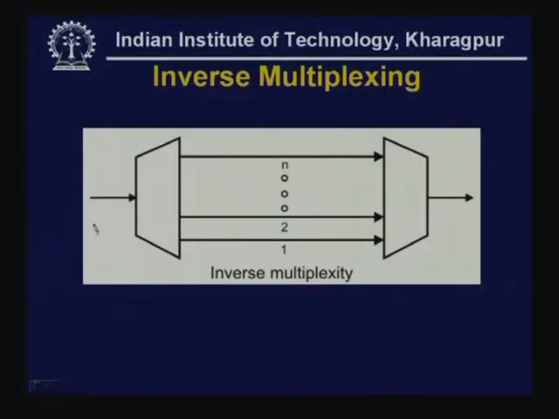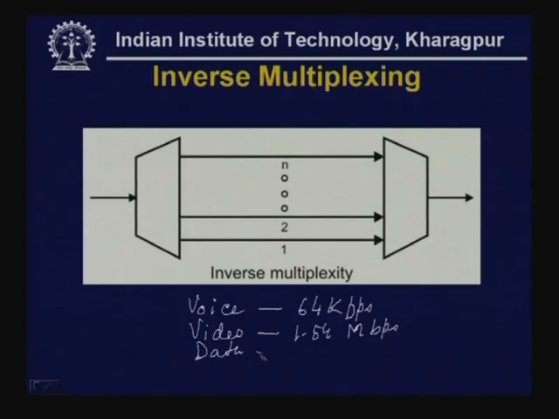Suppose an organization is sending voice, video and data through the same medium, a multimedia signal. Now, the voice bandwidth requirement can be 64 kilobits per second, the typical video bandwidth requirement is 1.54 megabits per second, and the data bandwidth can be say 128 kilobits per second. This is the requirement, but you do not usually send video all the time.